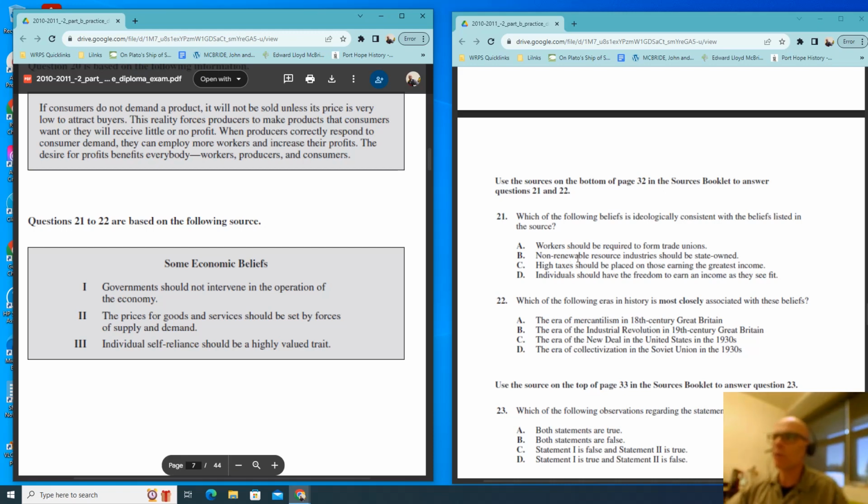Workers should be required to form trade unions? No, no, no. That takes away the freedom to choose whether or not you're in a trade union. Trade unions, through collective bargaining, can somewhat pervert the wages that they can demand. So capitalists don't like that. Non-renewable resource industries should be state-owned. State-owned doesn't go with capitalism. High taxes should be placed. Nope. Individuals should have the freedom to earn. Yep. It's a matching game.